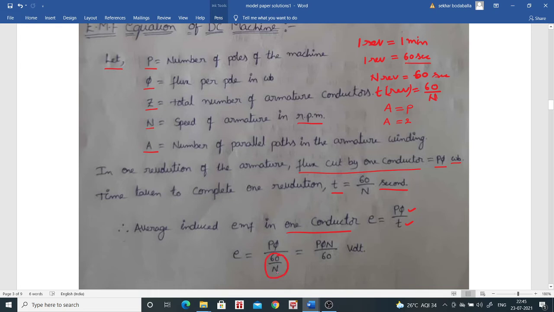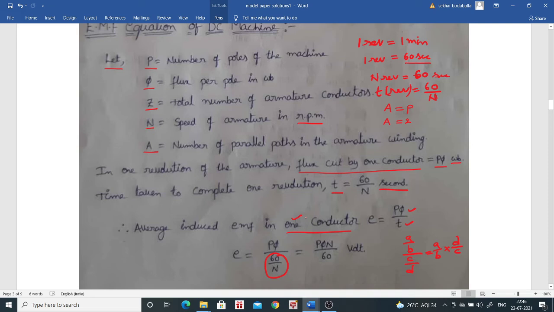So P phi by 60 by n. If I rewrite, it is just like A by B divided by C by D can be written as A by B multiplied by D by C. So if I do that, I'll get P phi n divided by 60. Just this, P phi by 1 into n by 60. Then I can write it as P into phi into n by 60 volts. So this is the induced EMF in one conductor.